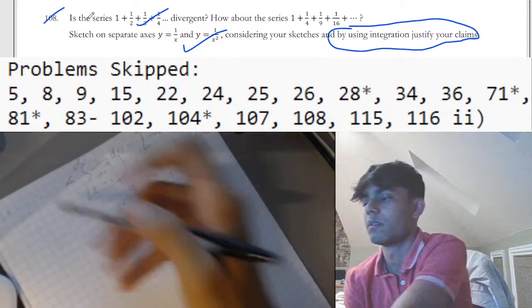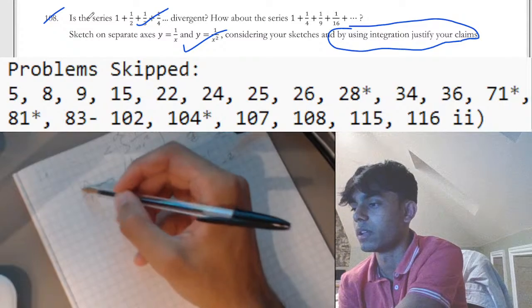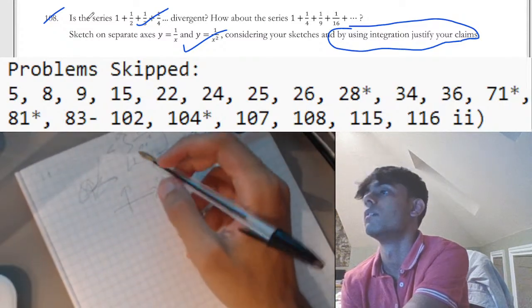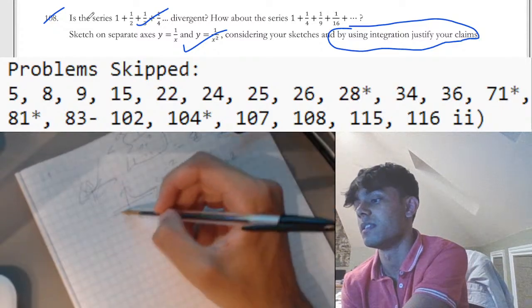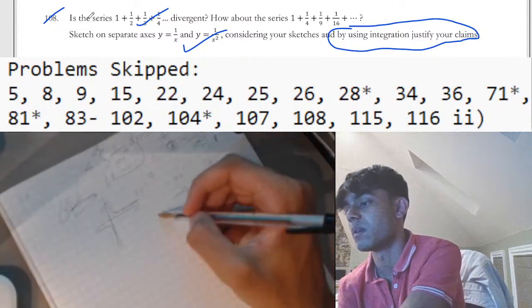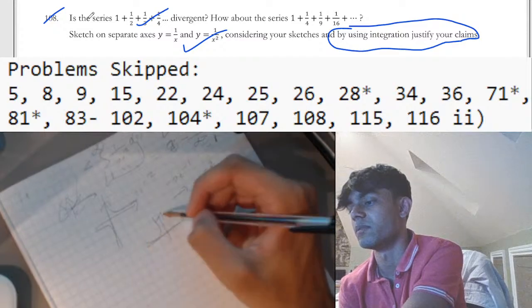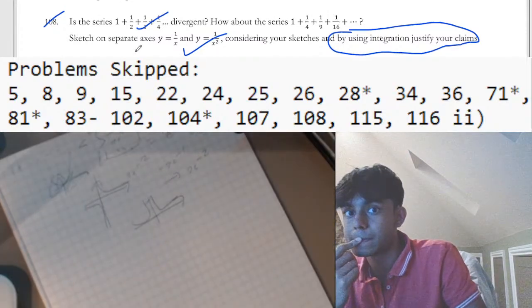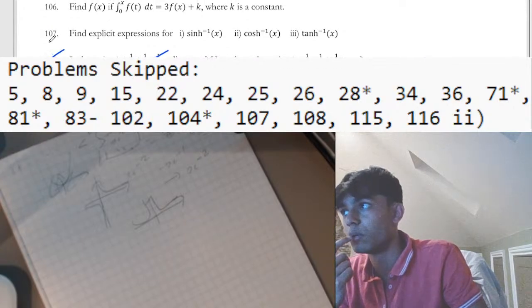Like the sketch is just like this. No, not like that. It's something like this and this, and 1 over x squared is going to be positive always, so like that. Okay. I don't know what these symbols mean.